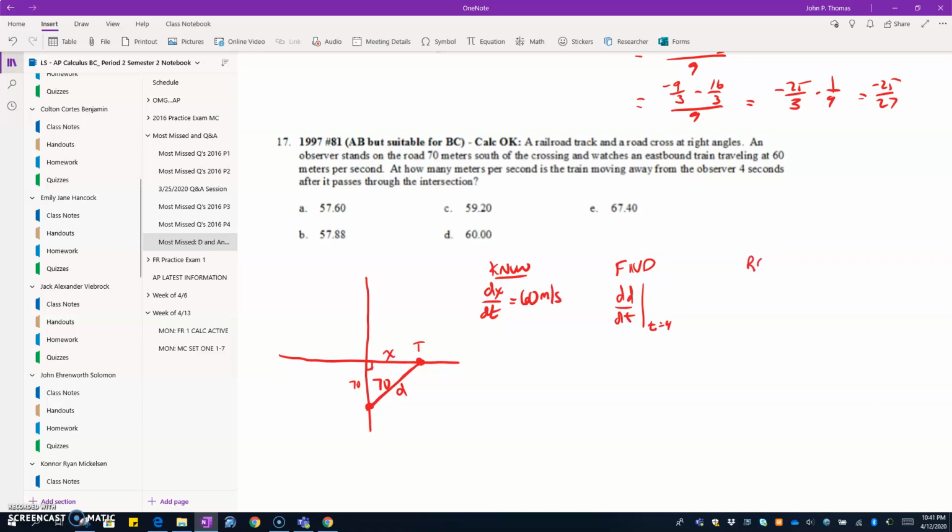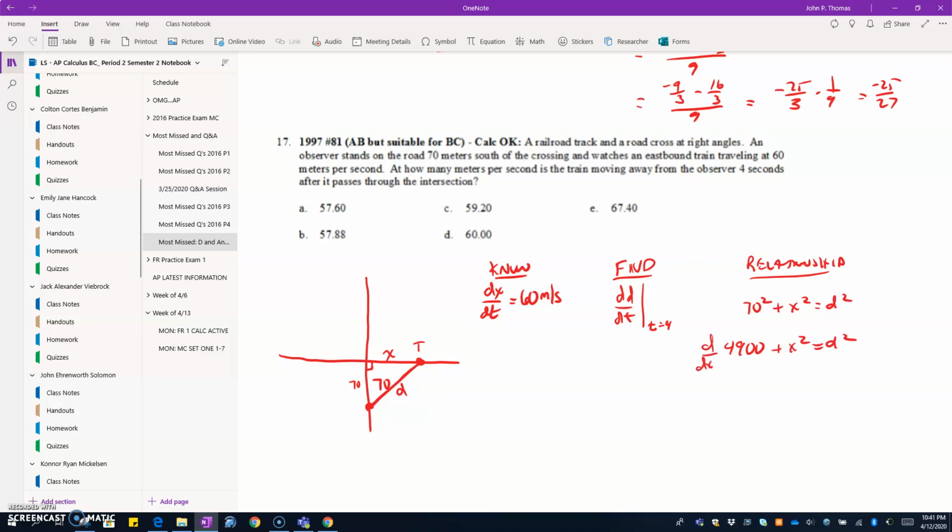And now the relationship is going to be Pythagorean. This is a related rates problem, and it's one of our Pythagorean theorem problems. So we have 70 squared plus x squared equals d squared. 70 squared is 49 and then 2 extra zeros at the end, so 4,900 plus x squared equals d squared.